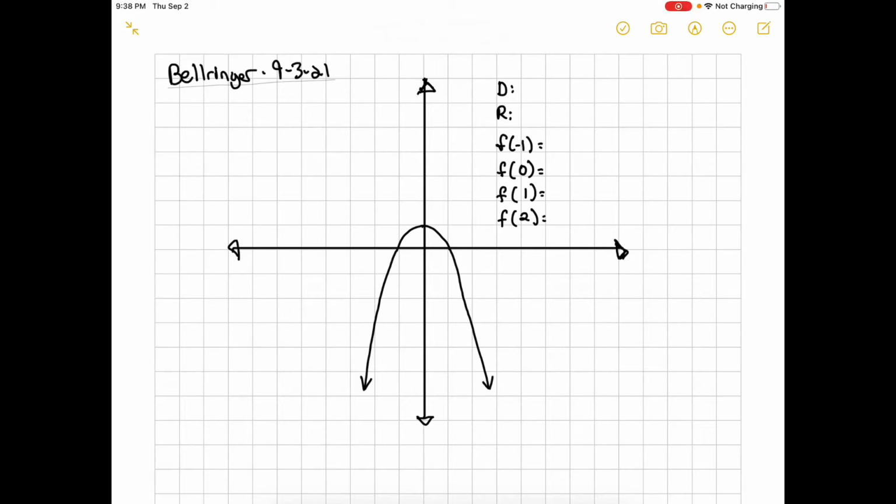Here's the bell ringer for Friday, September 3rd. You need to copy the graph, and from the graph we're going to find the domain, the range, f of -1, f of 0, f of 1, and f of 2. So see if you can find these 6 things on your own before I answer the problem.